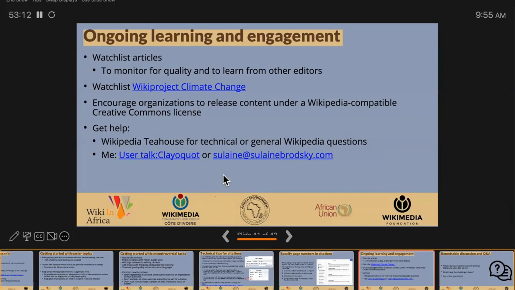Watch the WikiProject Climate Change page, there's often a lot of really great discussion going on there. If you're involved in other organizations, especially those that produce content that would be a reliable source or good photographs, having them release that content under a Wikipedia-compatible free license is really helpful to Wikipedia. And if you want to get some help, I'll offer a couple of places. One is feel free to contact me. And a great place for general Wikipedia questions is what's called the Wikipedia Tea House.